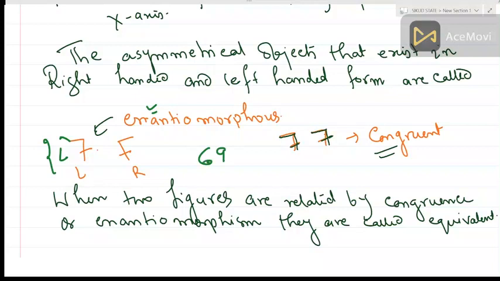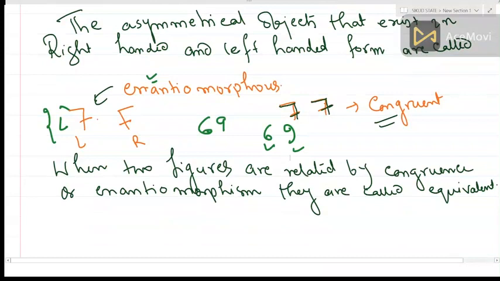And please don't take this in a different way. Many times we see in movies that 6 is inverted and it is becoming 9. I am not saying that it is reflection. It is a mathematical operation that is changing this 6 into 9. And this 69 is a very interesting number. So this is an enantiomorphism. There are many objects like that which exist in right and left-handed forms.